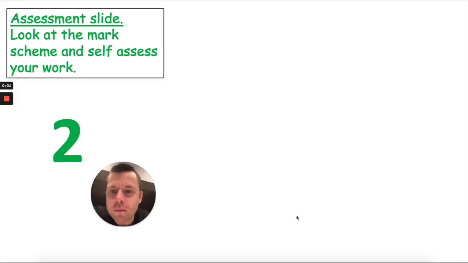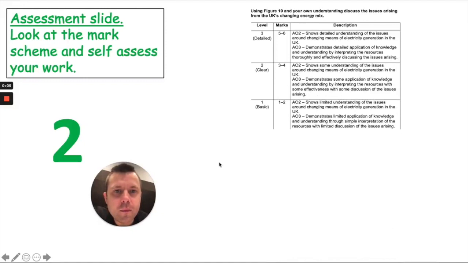All right, then, welcome back. Hopefully you had a good go at that question. Now, let's have a look at the mark scheme. It's a level response answer. So your answer will fit into either basic, 1 to 2 marks, clear, 3 to 4 marks, or detailed, 5 to 6 marks. Now, this is an AO2 and AO3 question.